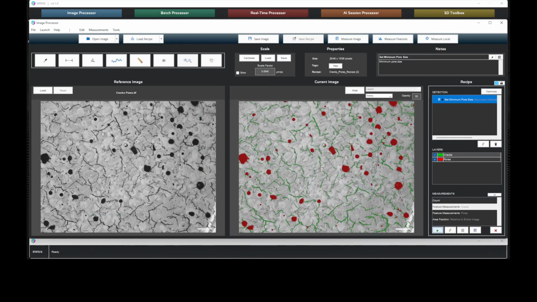Accurate detection, measurement, and report generation is available when an operator is measuring a single image or a batch of 1,000.